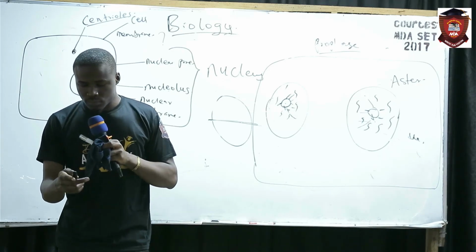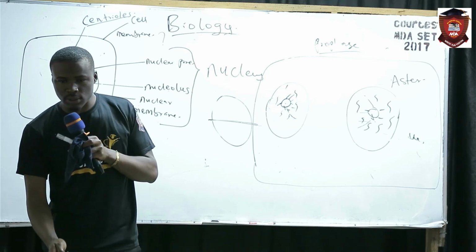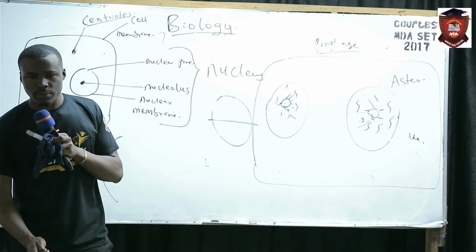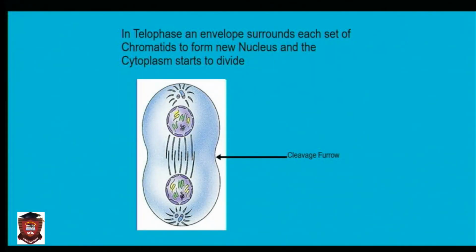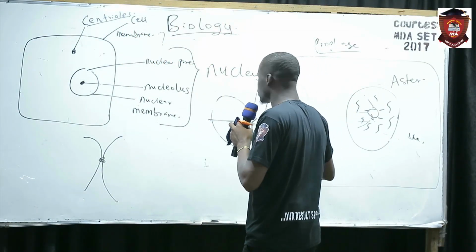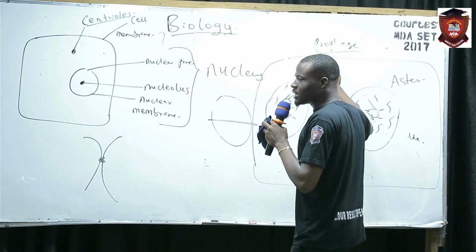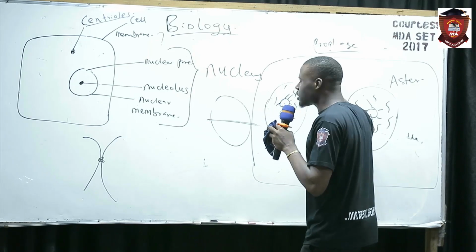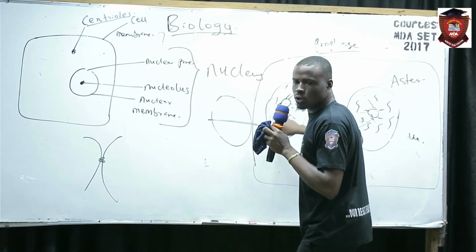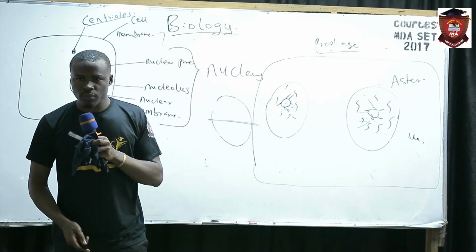You understand? Now, after this, let's look at the diagram again, the slide. In telophase, an envelope surrounds each set of chromatids to form a new nucleus. And the cytoplasm starts to divide. If this is the nucleus, what is this? This is the cytoplasm. And this is the nucleus. So the new nucleus begins to form. Are we following?